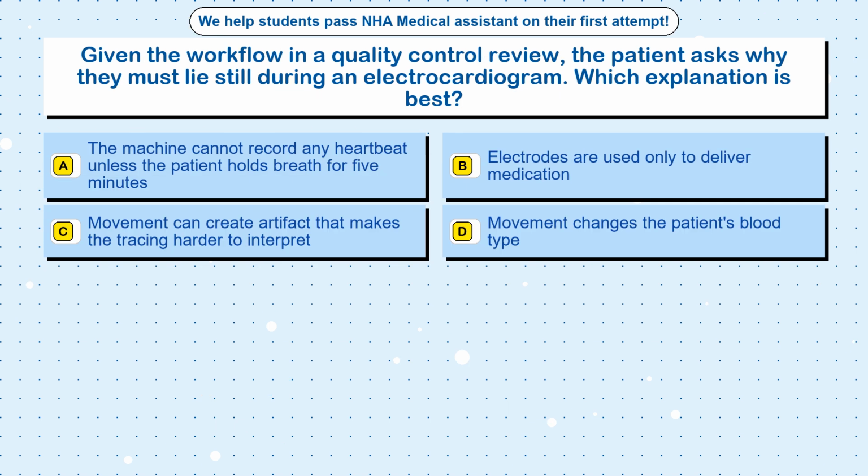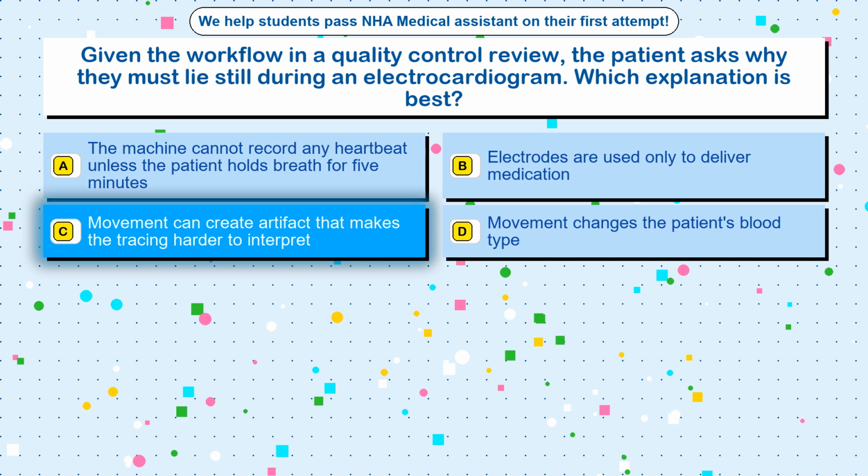Question 79. Given the workflow in a quality control review, the patient asks why they must lie still during an electrocardiogram. Which explanation is best? Option A. The machine cannot record any heartbeat unless the patient holds breath for 5 minutes. Option B. The electrodes are used only to deliver medication. Option C. A movement can create artifact that makes the tracing harder to interpret. Option D. A movement changes the patient's blood type.